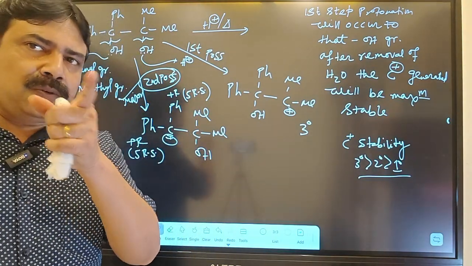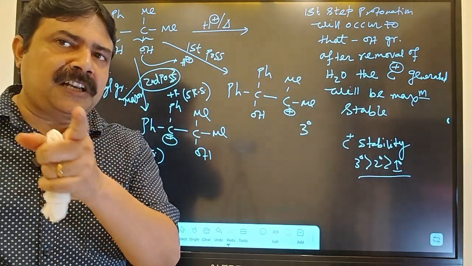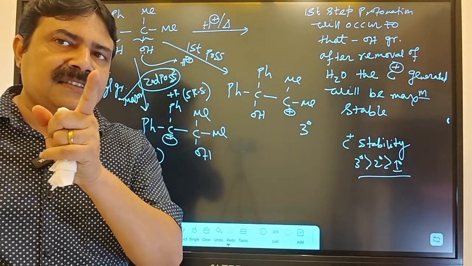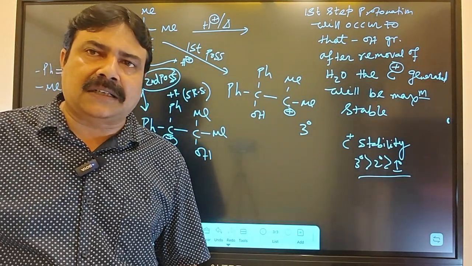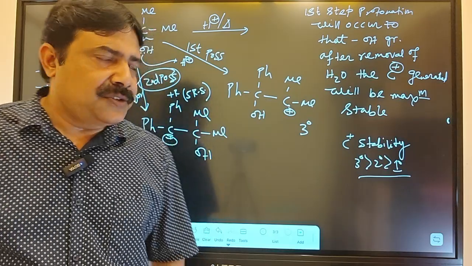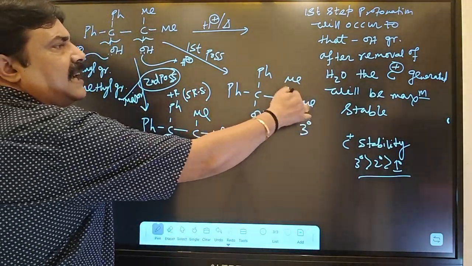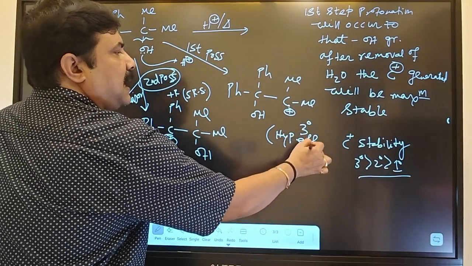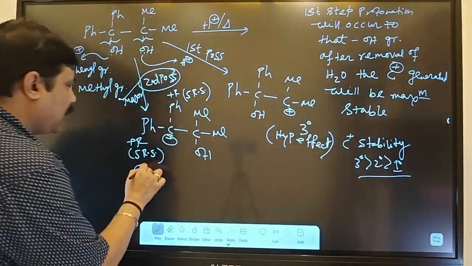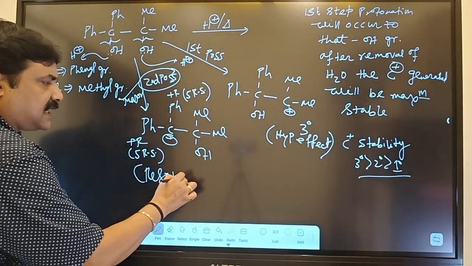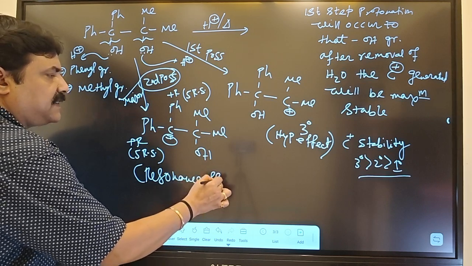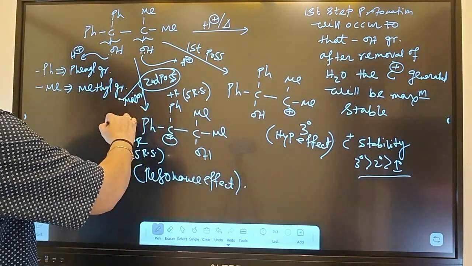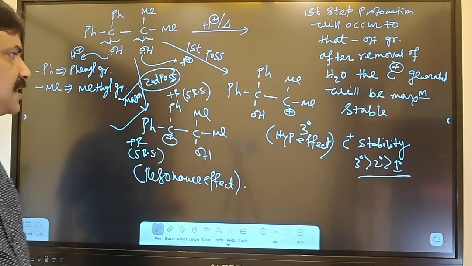So that OH will get protonated and removed, and the immediate carbocation formed will be the maximum stable by all the electronic effects you need to consider. Here there is only hyperconjugation, but this carbocation is stabilized by 10 resonating structures, the resonance effect. Resonance effect is stronger than hyperconjugation. That's why this will be your favorable path for carbocation generation.